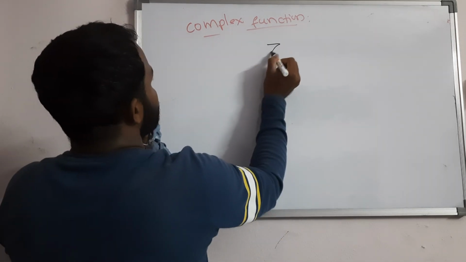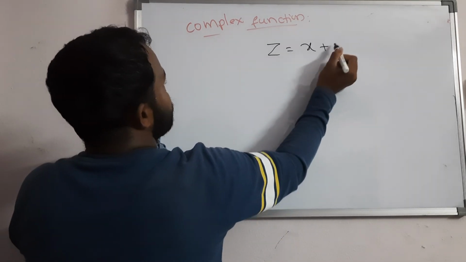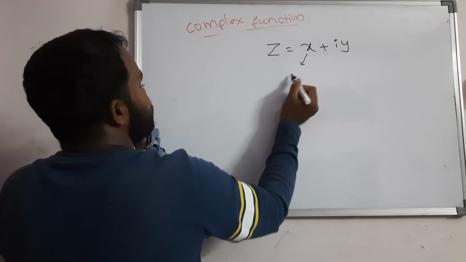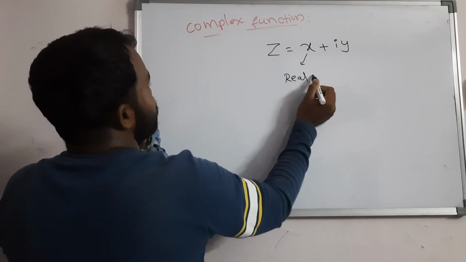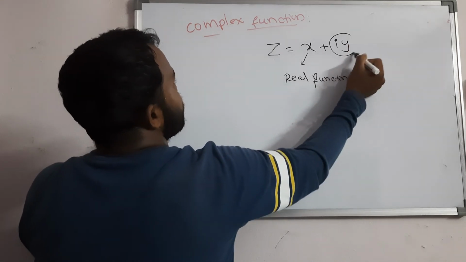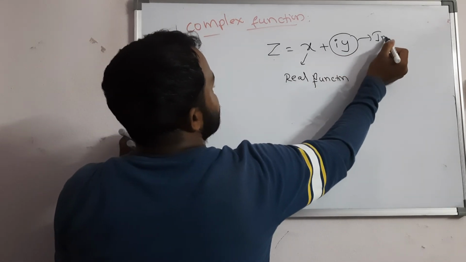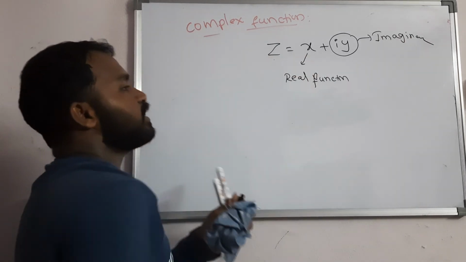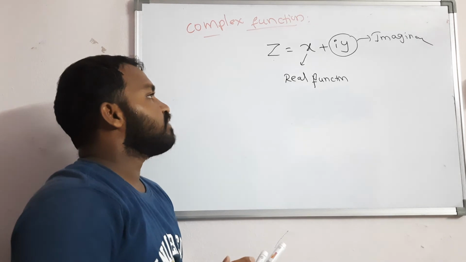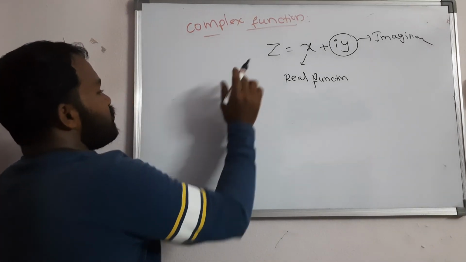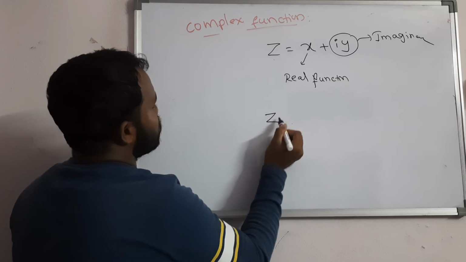If z is equal to x plus iy, z is a function, z is equal to x plus iy. This is the real value, this is the real function you can say. So this part is called imaginary function. So you should write, z is equal to x plus iy, x is called real function and y is called imaginary function. So for this you should write complex function.